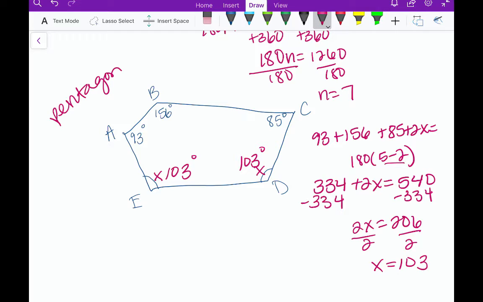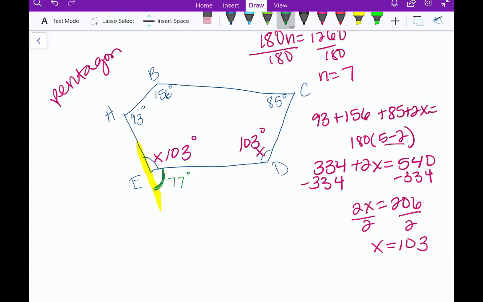Now, I just want to talk about the exterior angles really quick. So remember, the exterior angle is formed from extending out this side. So this is the exterior angle right here. So how do I find the exterior angle? Well, the interior angle and the exterior angle form a linear pair. So this is going to be 77 degrees because 103 plus 77 is 180. So the exterior angle and the interior angle form a linear pair. That's how you know that that's the exterior angle.